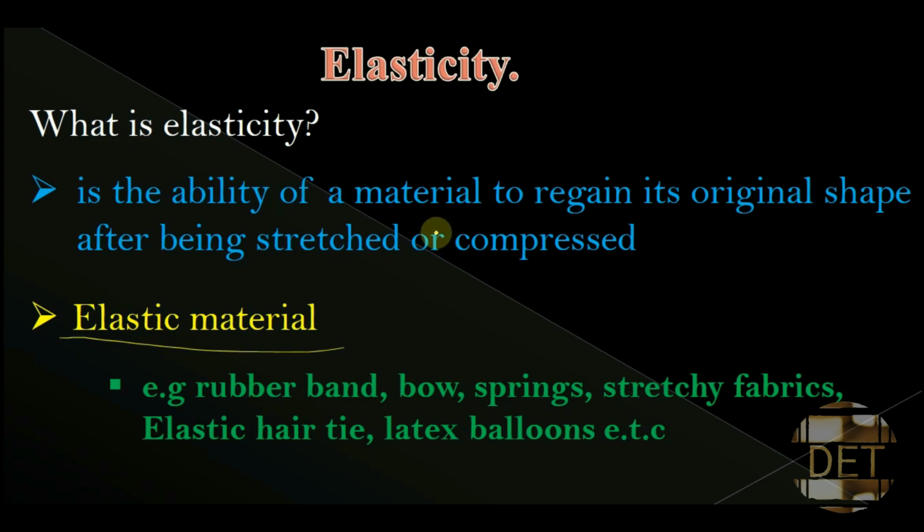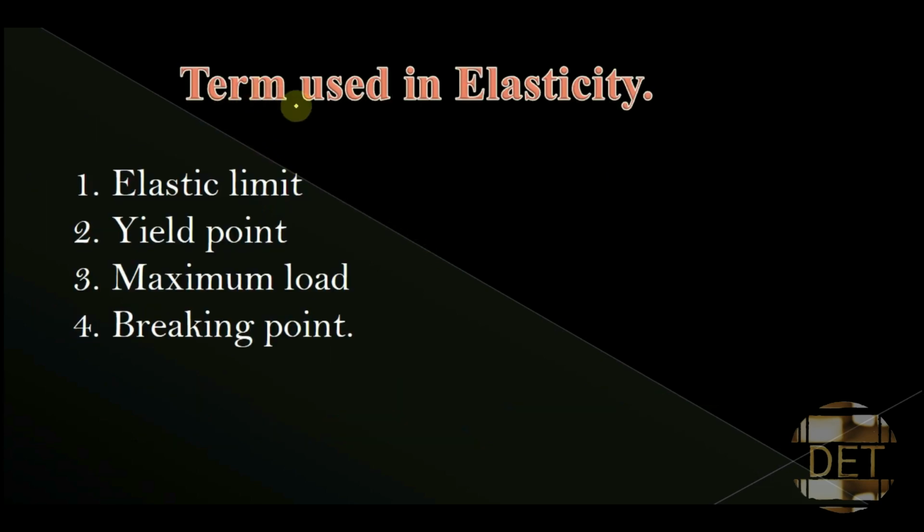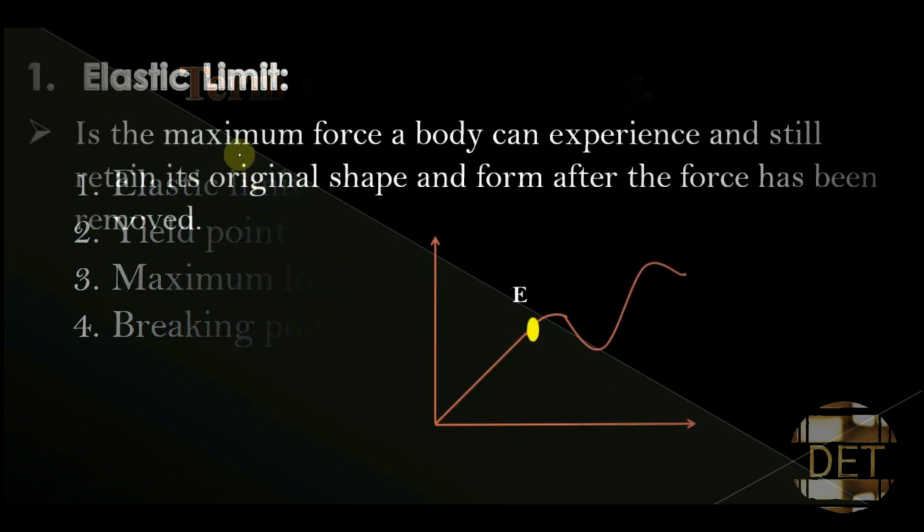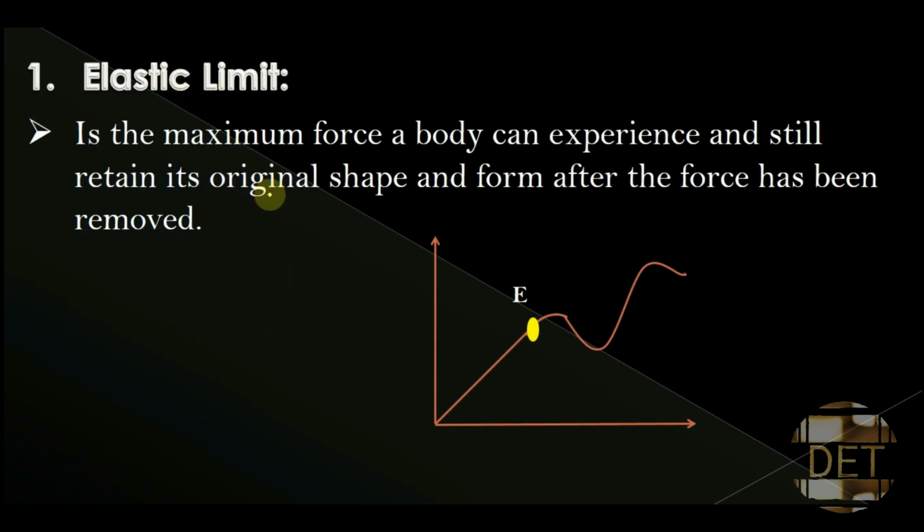So here on this page, you have the terms used in elasticity. Basically, there are four terms. We have the elastic limit, the yield point, the maximum load, and the breaking point. These are the four different terms used in elasticity. The first one that we have here is the elastic limit.